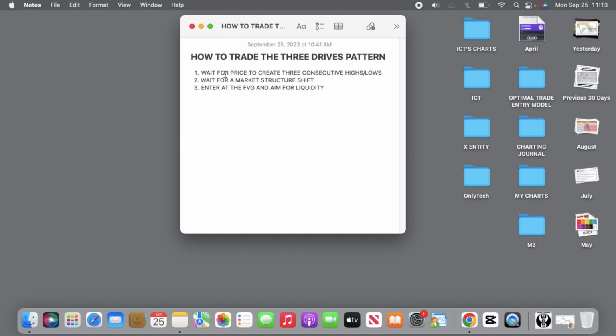You wait for price to create 3 consecutive highs. By consecutive highs, I mean you wait for price to take out liquidity 3 times without taking the opposite end of liquidity. So if price is creating lows, you wait for sell side to be collected 3 times, creating 3 lows before it takes out buy side. I'm going to quickly show you what I mean.